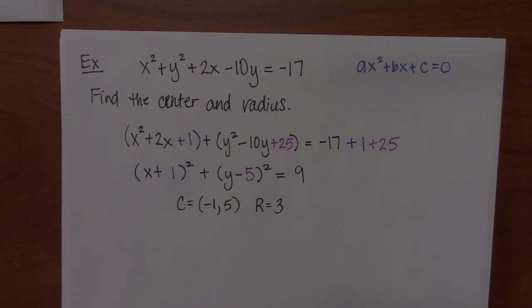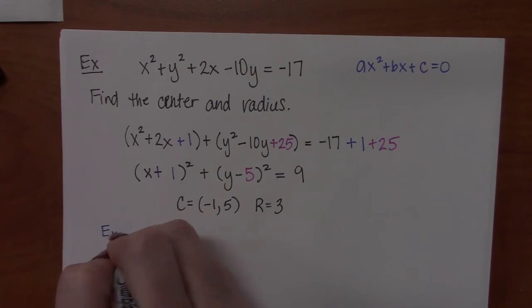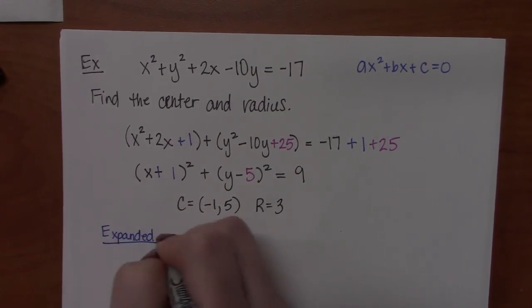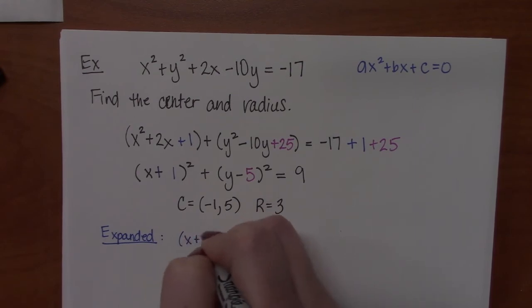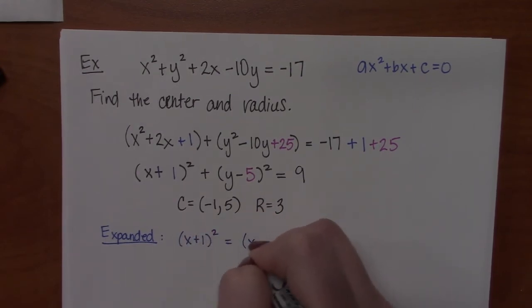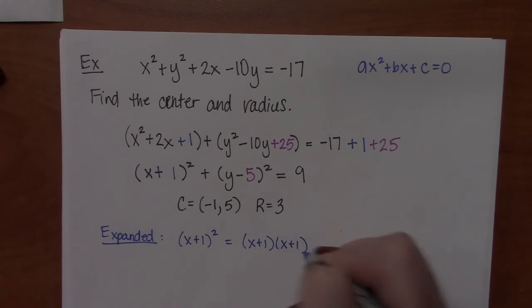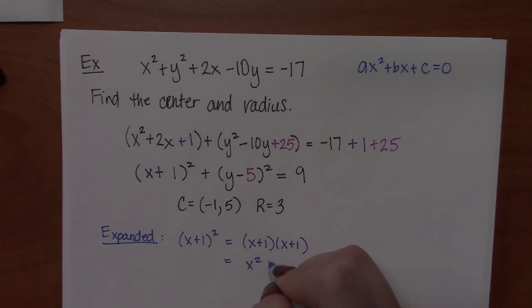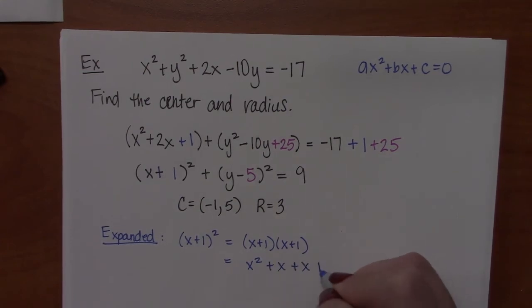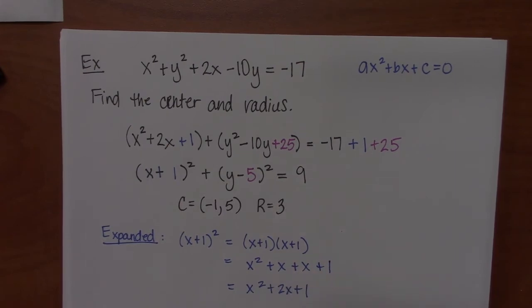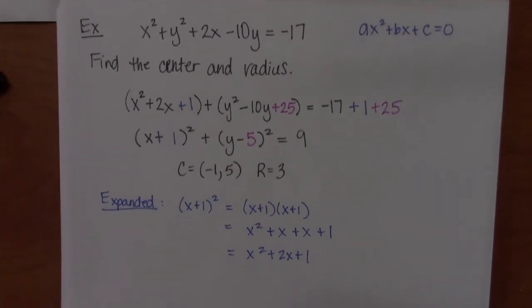So if we actually FOILed out x plus 1 squared, just to show you where this is coming from, you can always check yourself with math. That's what's so great about it. If we were to expand this out, that would be saying do x plus 1 times x plus 1. So if you FOIL this, you'll get x squared plus 2x plus 1, and voila, we get exactly what we wanted. And so this is what I was getting at about the factoring into something squared, right?